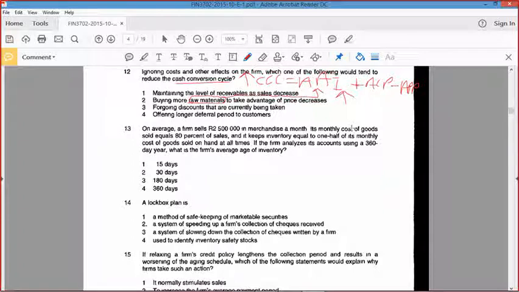Option 4 maybe. Offering longer deferral period to customers. What does that mean? Giving them the option to pay you later. Correct. Which variable is that going to affect? The ACP. How would it affect the ACP? Because it's to do with collections. Your collection would take longer. Correct. So the ACP will increase. What will happen to the CCC? It'll increase as well. If you make ACP longer, the CCC is also going to be longer. If you add a bigger number, the answer gets bigger. So 4 is also out. Which is it, 1 or 3?